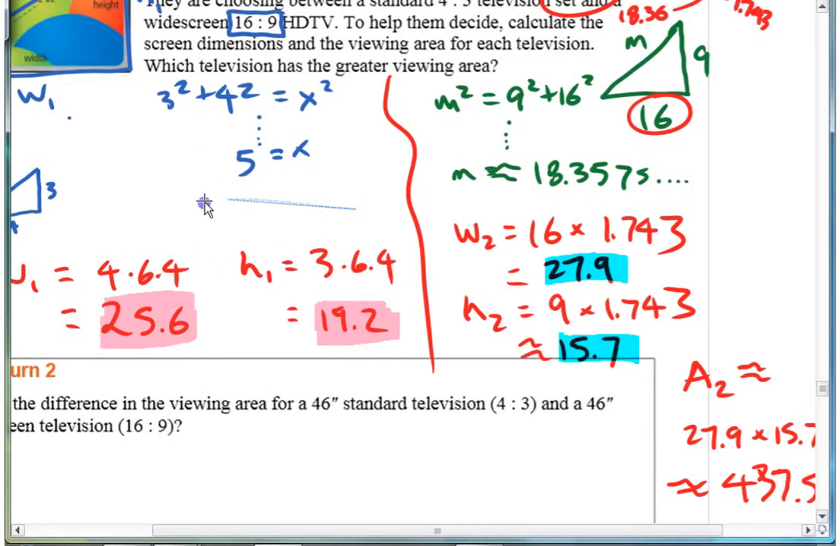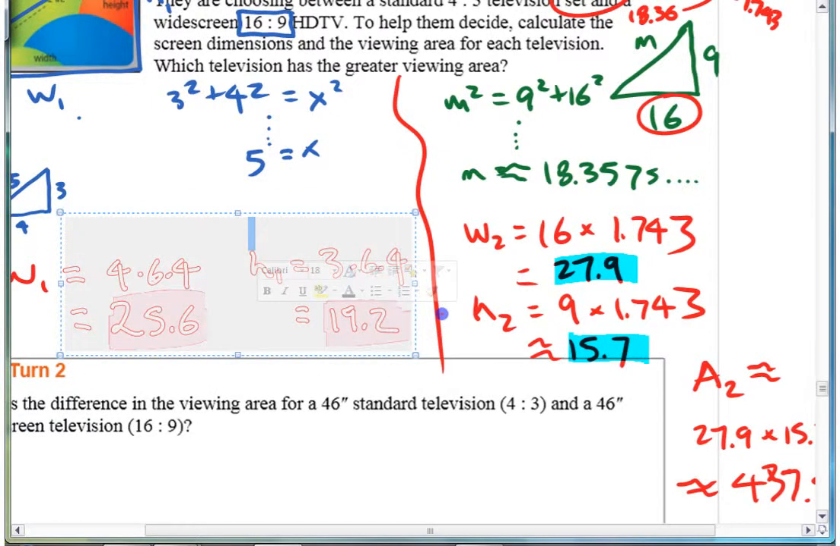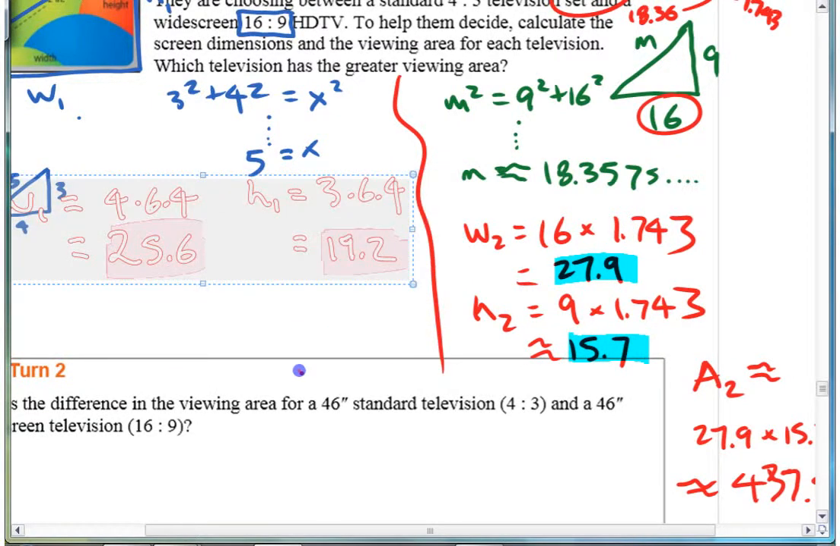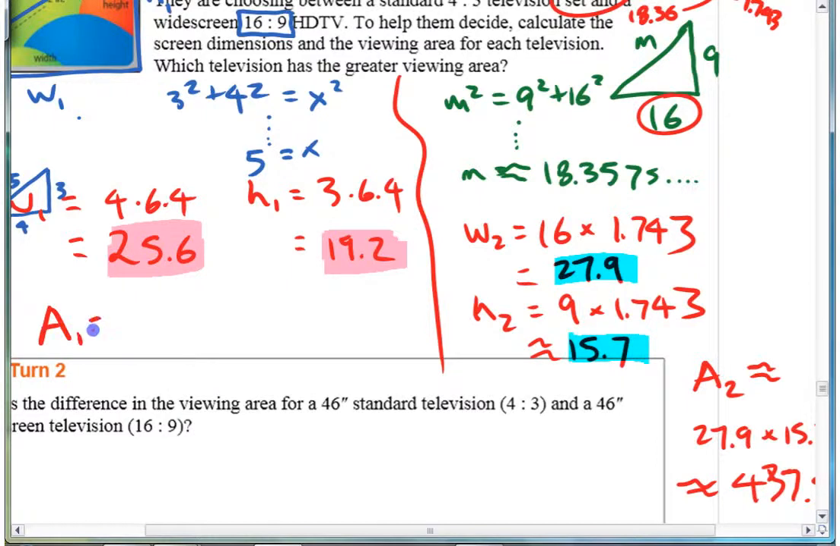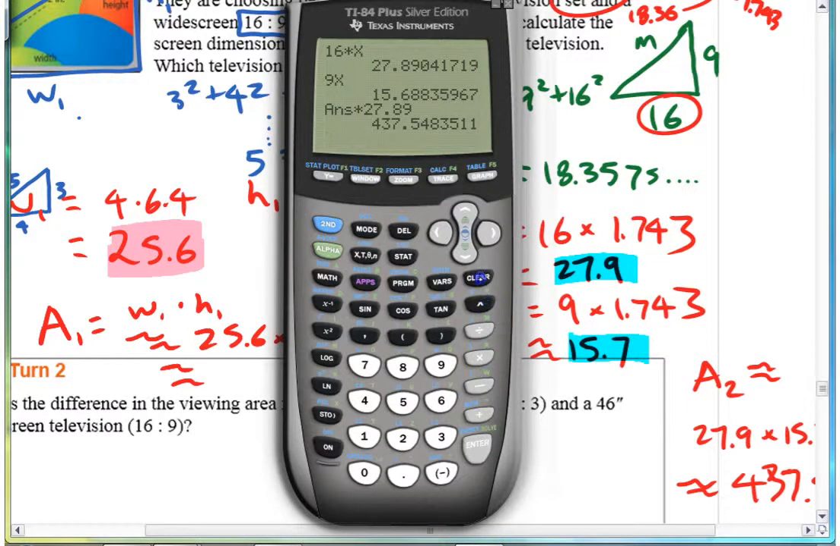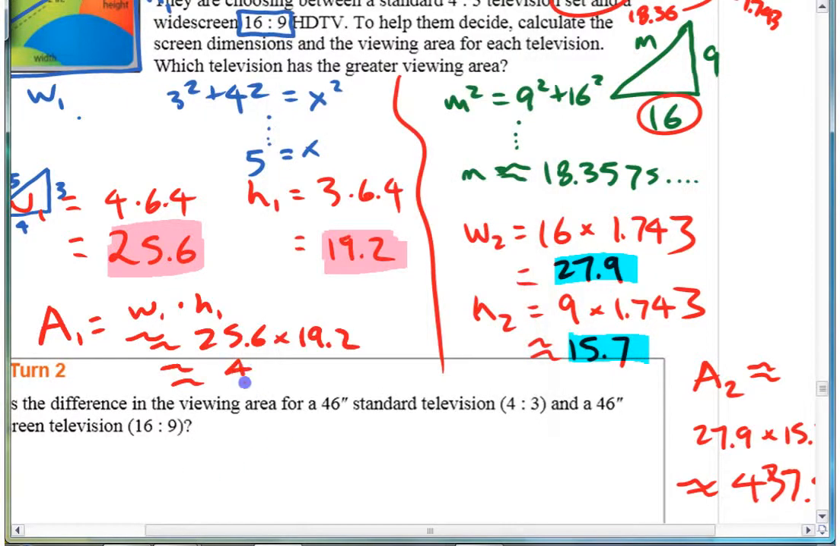Whereas the other one here, if I'm going back over here to find the area of the other one, let's move this out of the way so we have some more room. The area here is going to be the width times the height. Or in other words, if I multiply those two things, 25.6 times 19.2. Okay, on the calculator, what do I get here? 25.6 times 19.2. 491.5. Okay, so that's the comparison.